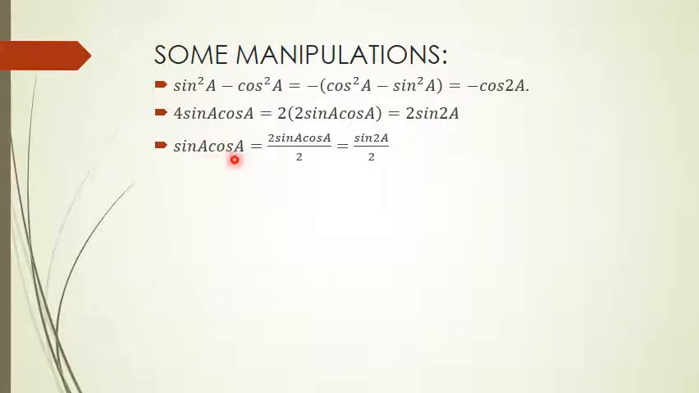Sine a cos a. Again, this will remind us of the double angle formula for sine. The challenge is that there is a missing 2 here. So to create the 2, we multiply by 2 over 2, which is 1. And multiplying by 1 does not change anything. So multiplying by 2 over 2, we create a 2 in the numerator there. That makes it 2 sine a cos a, which is sine 2a all over 2.